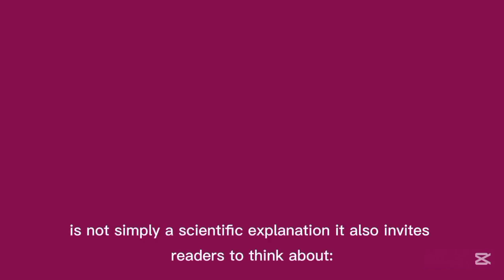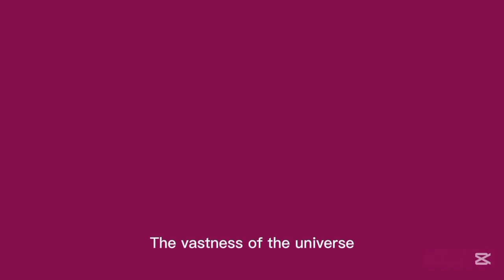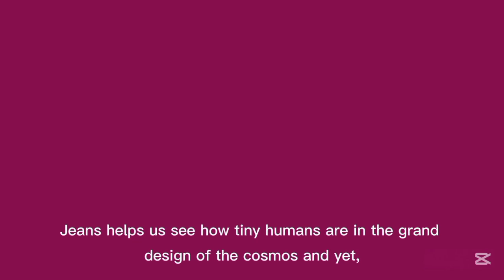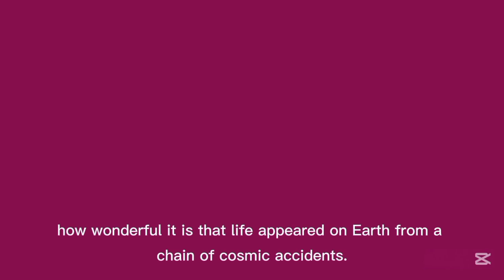Main theme and message. The Dying Sun is not simply a scientific explanation, it also invites readers to think about the vastness of the universe, the mystery of creation, the fragility of life, the inevitable end of all things. Jeans helps us see how tiny humans are in the grand design of the cosmos, and yet, how wonderful it is that life appeared on Earth from a chain of cosmic accidents.